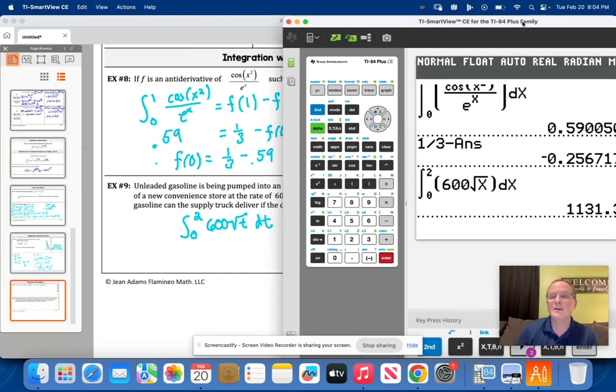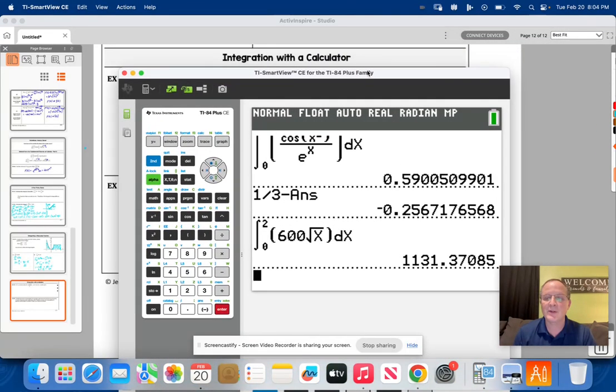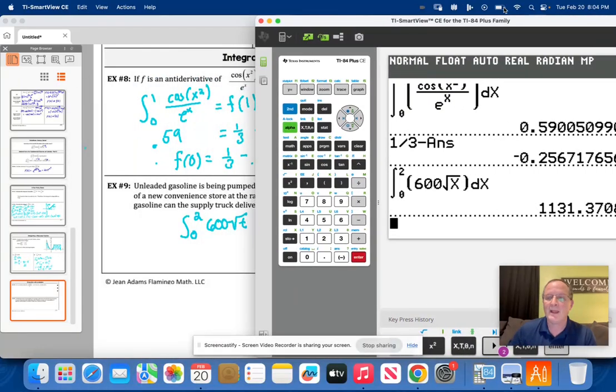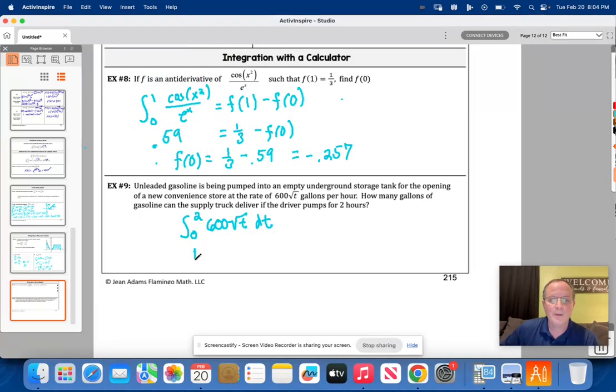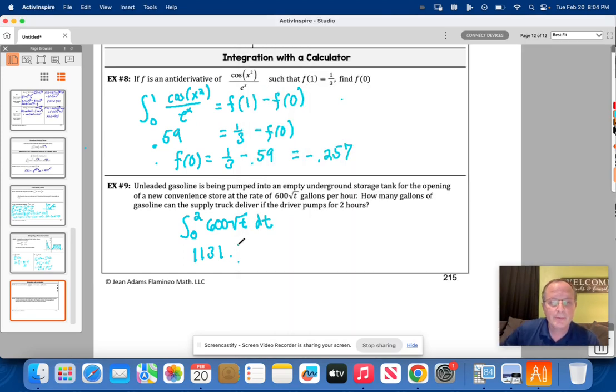All right. It doesn't say where to round. We'll round to 3 decimal places. 1,131.371. 1,131 point, and I already forgot. 0.371. 0.371 gallons.